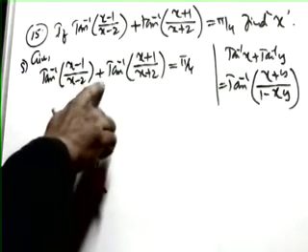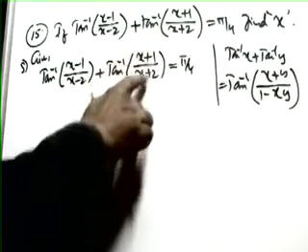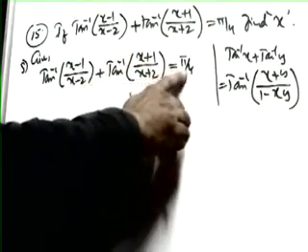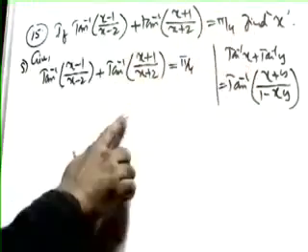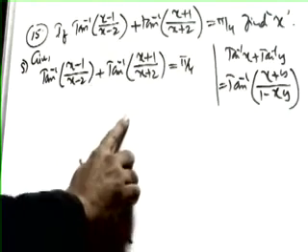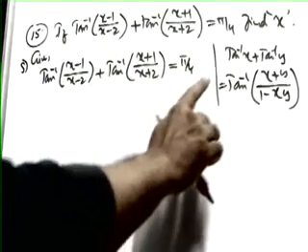Tan inverse of x minus 1 by x minus 2 plus tan inverse of x plus 1 by x plus 2 is given as pi by 4. We have to find the value of x.